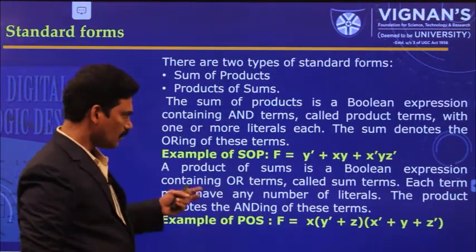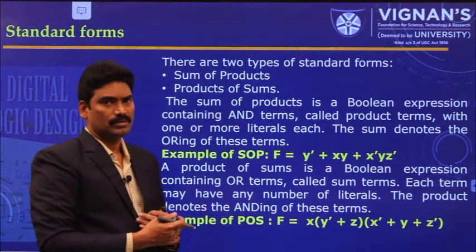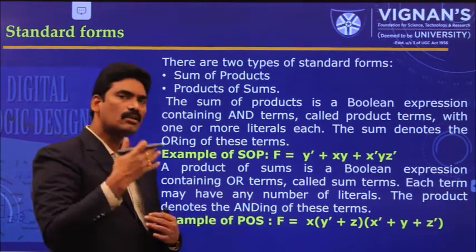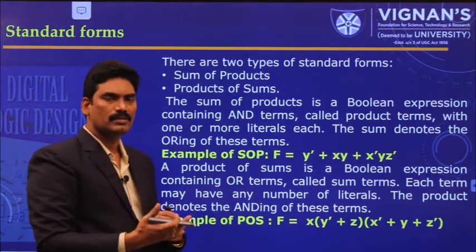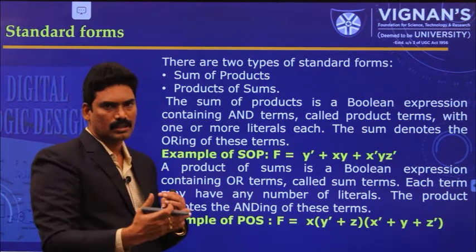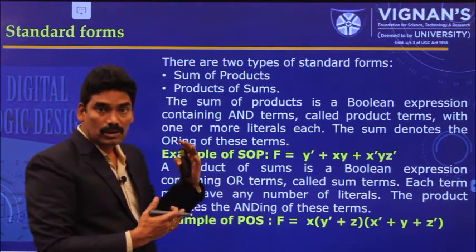Now, we discussed canonical forms. There are two types of canonical forms: sum of min terms and product of max terms. These are also in canonical forms. Standard SOP form and standard POS forms are there. Now we are going to discuss standard forms.